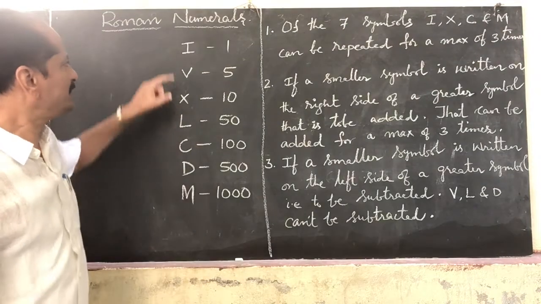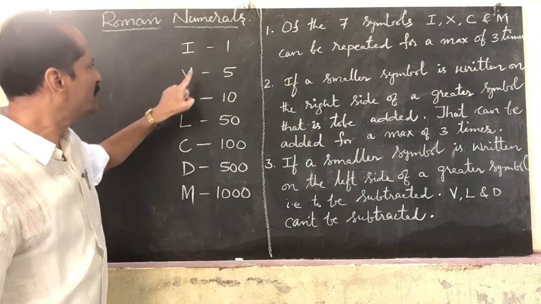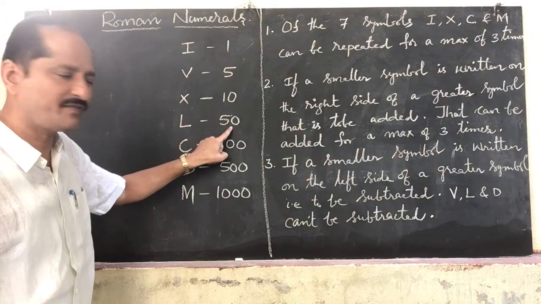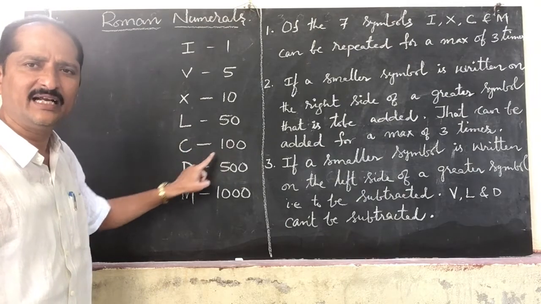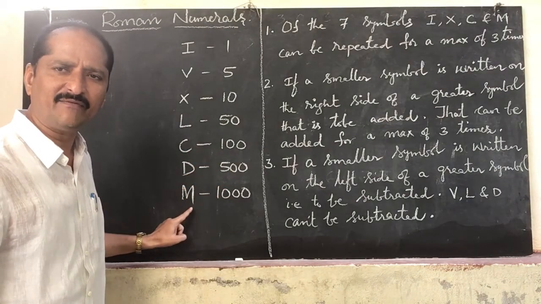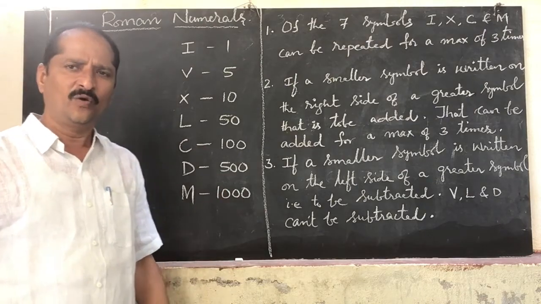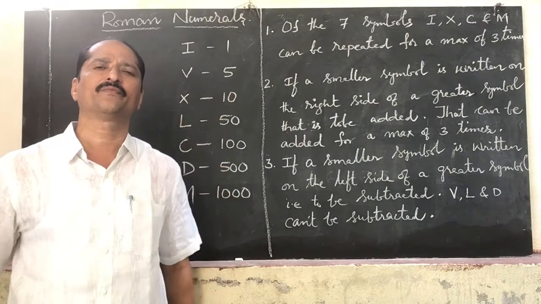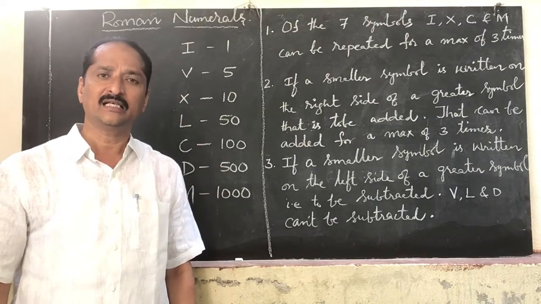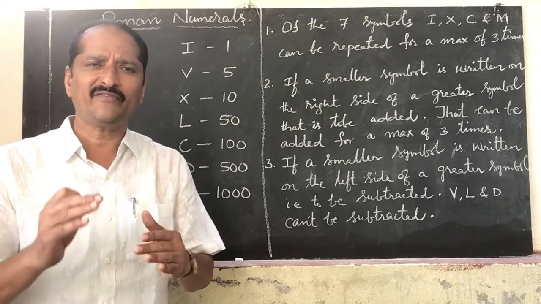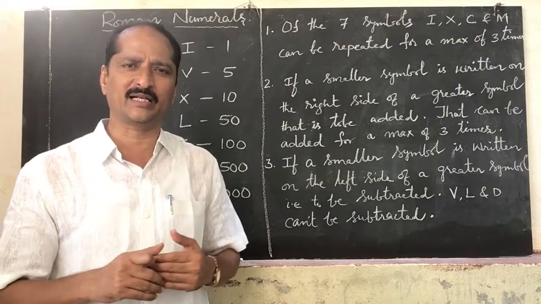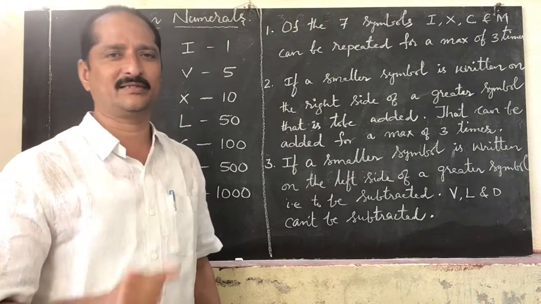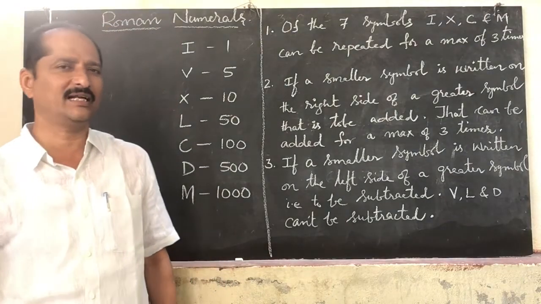See, first of all, I stands for 1, V stands for 5, X for 10, L stands for 50, C stands for 100, D for 500, and M for 1000. Only with the help of these 7 symbols, we can write any Roman numbers. Here especially we have conversion of Roman numbers into Hindu Arabic numerals, that is our Indian system, and Hindu Arabic numerals to Roman numbers. These are the main important things that we can learn in this class.